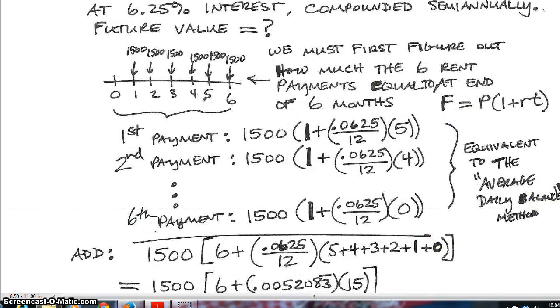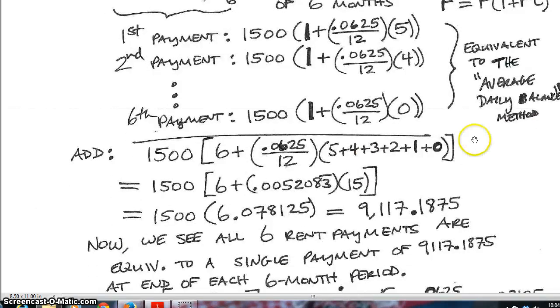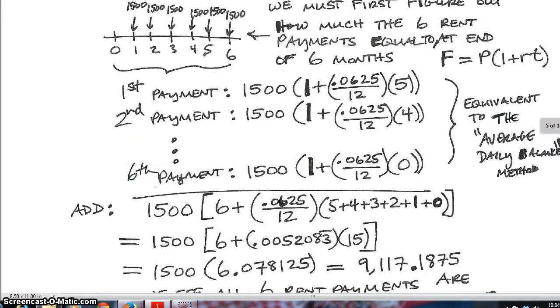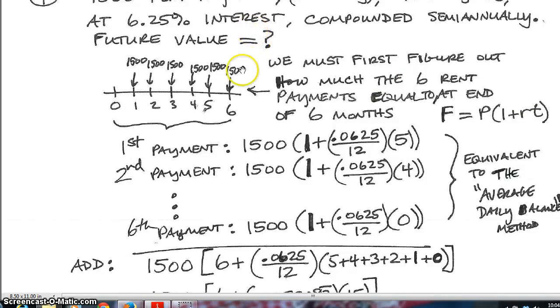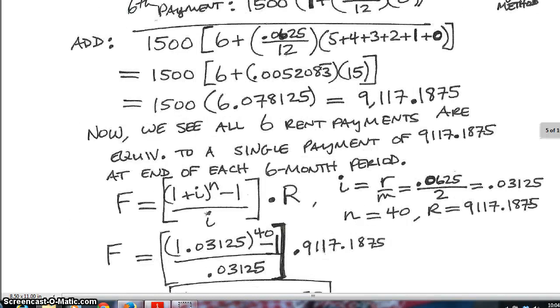So if you add all these up, we do some algebra, you can factor out 1500, and there's 1 plus 1 plus 1 plus 1 plus 1 plus 1, so 6 plus this, 5 4 3 2 1 0. All of this together adds up to $9,117, and I didn't round it to the nearest cent because this is exact, so I'm going to keep that for the moment. But notice how that's bigger than $9,000. It's not the same thing as putting $9,000 in at the end of the month.